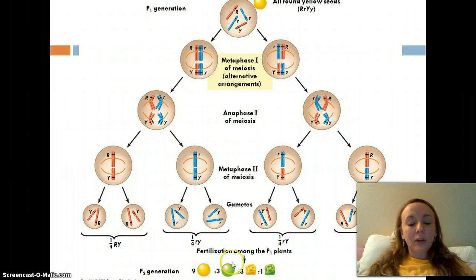Then we take a look at fertilization among the F1 plants. So here are our F1 plants, all of our F1 plants. What it's taking a look at is, if these gametes were to come together, what the genotype would be. And this fertilization will give you the F2 generation, our 9:3:3:1 ratio. We're going to talk about this a lot in class. This is kind of a hard concept to grasp, I feel like, until you get the hang of it. It takes quite a bit of practice talking about it and thinking about it.